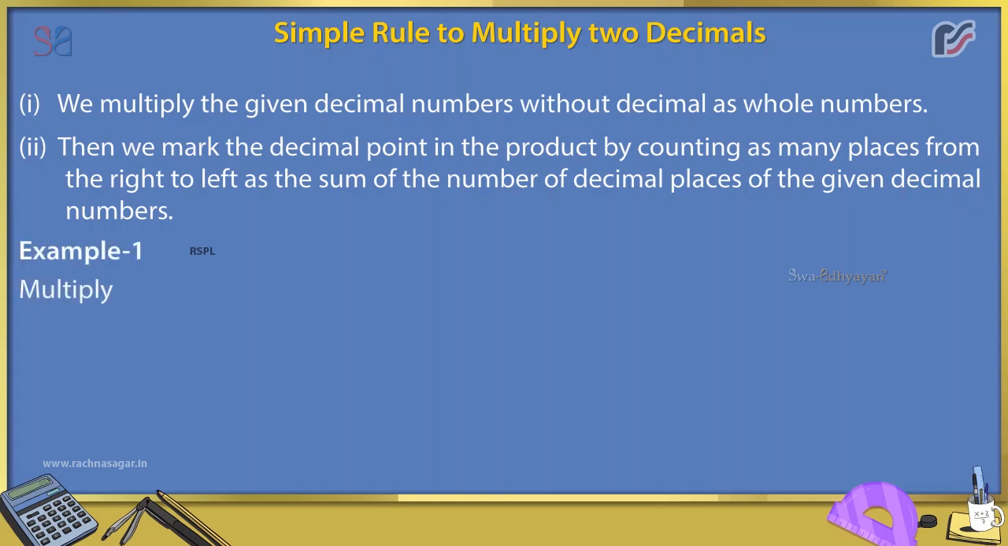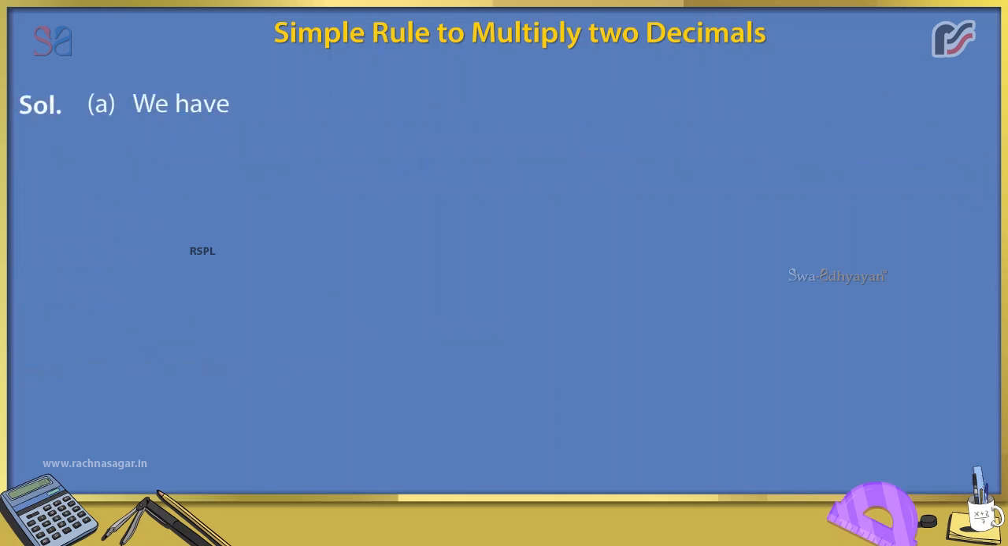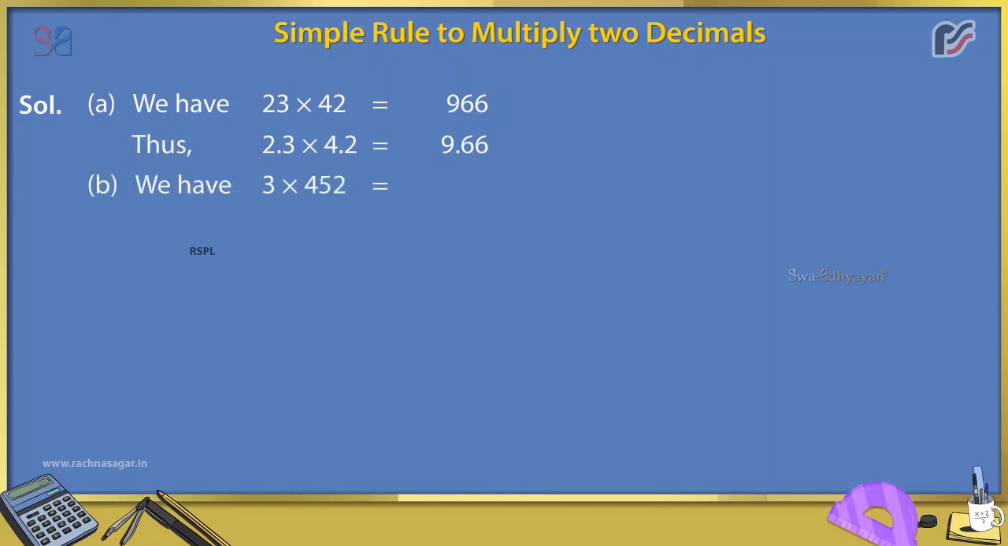Example 1. Multiply A. 2.3 into 4.2, B. 3 into 4.52 and write in ascending order. Solution. A. We have 23 into 42 is equal to 966. Thus, 2.3 into 4.2 is equal to 9.66. B. We have 3 into 452, which is equal to 1356. Therefore, 3 into 4.52 is equal to 13.56.